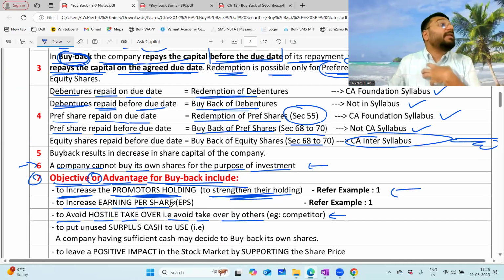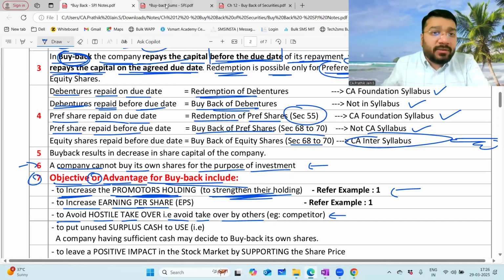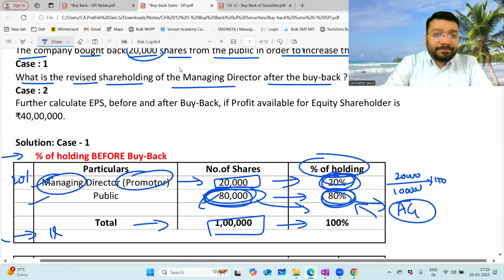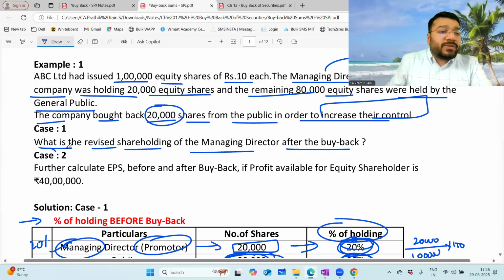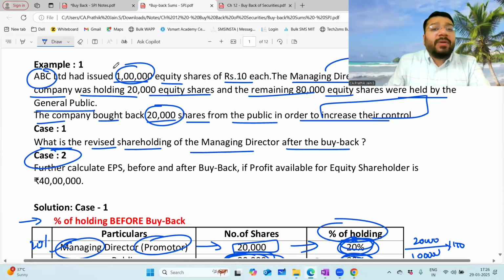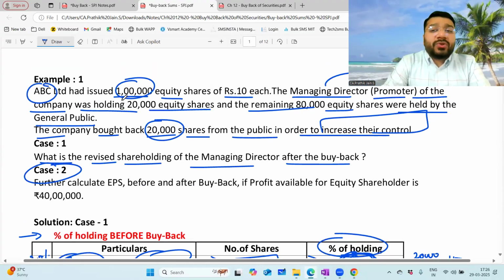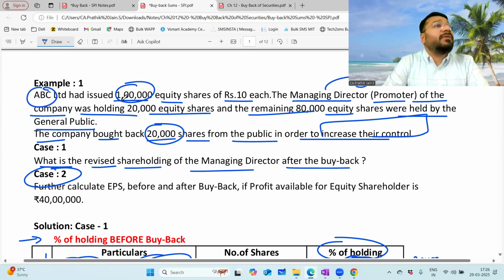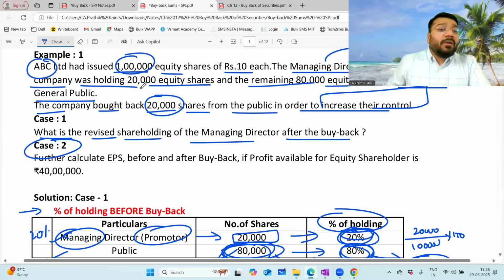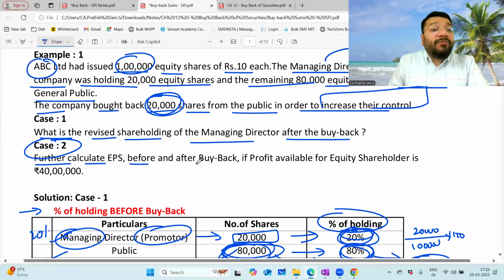If the company wanted to increase the earning per share, then buyback was another option. How, sir? Same example. Let's go back. Here I've given a case. Same case where ABC Limited issued 1 lakh equity shares of 10 each. The managing director was holding 20,000 shares and the remaining is with the public. 20,000 shares are bought back. Calculate the EPS before and after buyback.